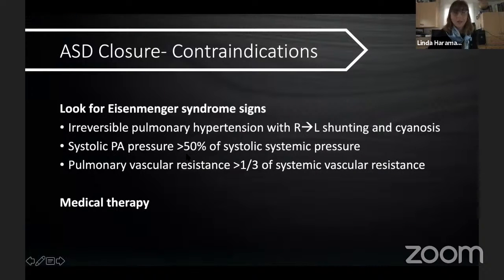They have systolic pulmonary artery pressures that are more than 50% of systolic systemic pressure, and pulmonary vascular resistance greater than a third of the systemic vascular resistance. So we can't close it, but with medical therapy, many of these patients can have a decent survival over years. So it's not necessarily a death sentence immediately, but a lot of the cases that we see presenting later on do not do well even in the short term.